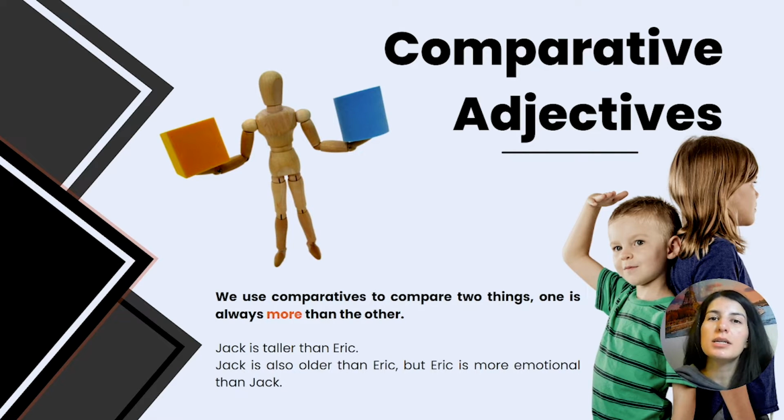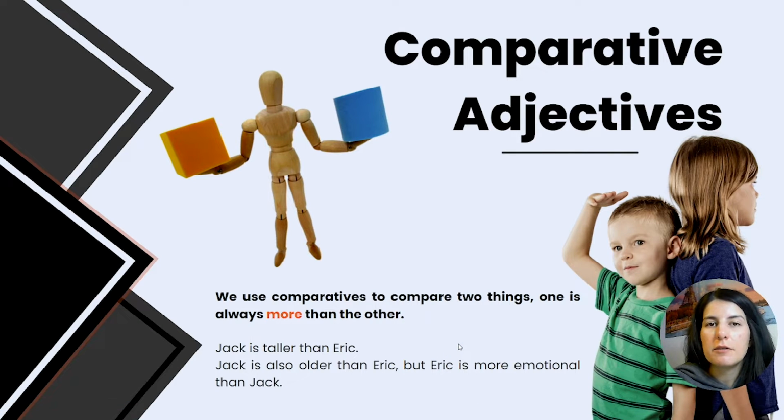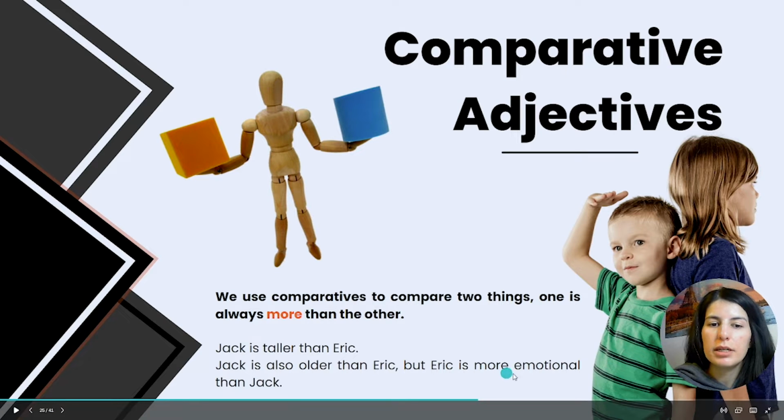As you can see, we compare different characteristics using different adjectives, and the result is we got some adjectives that take the suffix er, like older and taller. And we got some adjectives that don't take any suffix at all, and instead have the word more in front of them. Let's talk about how that happens.